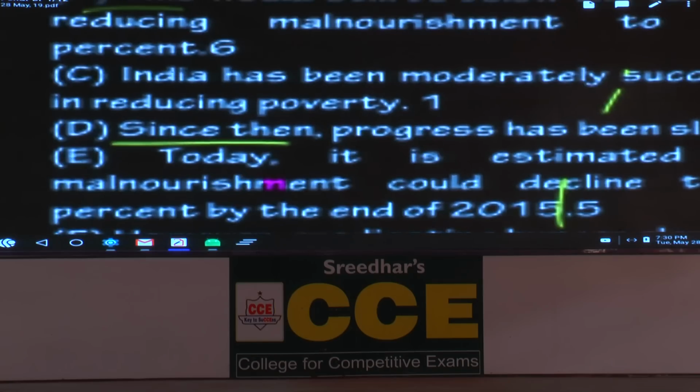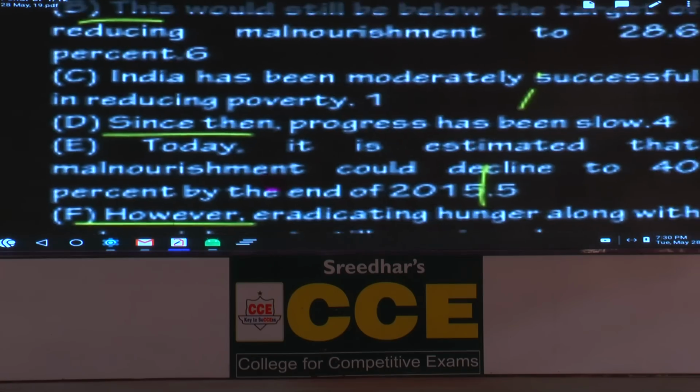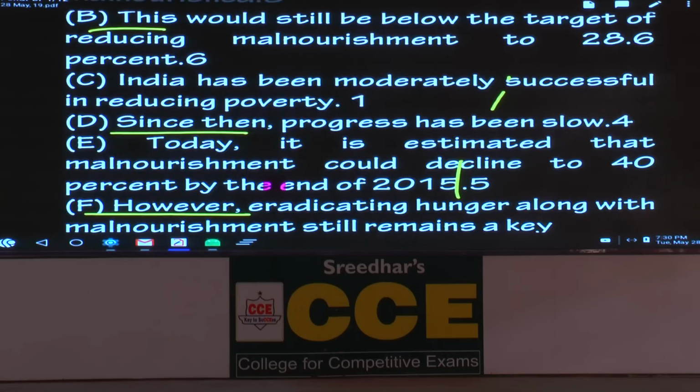Please make a note. India has been moderately successful. Underline the word moderately. Which part of speech is it? Adverb. Successful, but how? Moderately successful in reducing poverty. Underline the word poverty. Poverty is a situation where you cannot have enough food, you cannot meet your basic needs, and financially you are not sound. That touches.